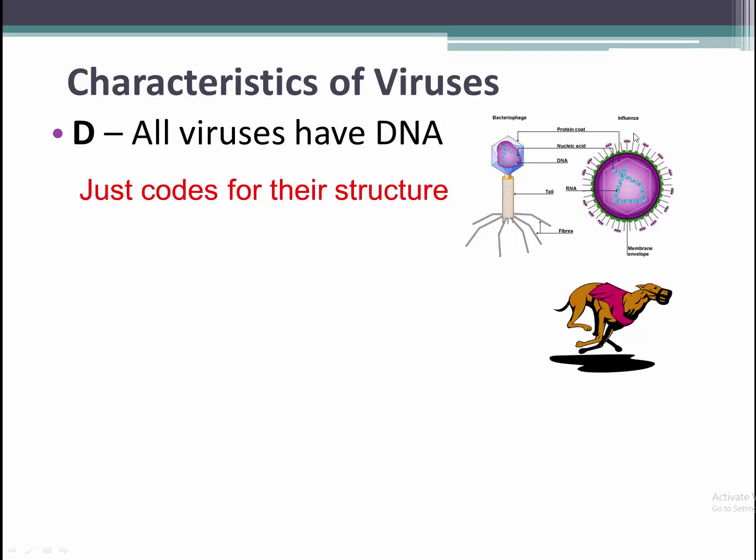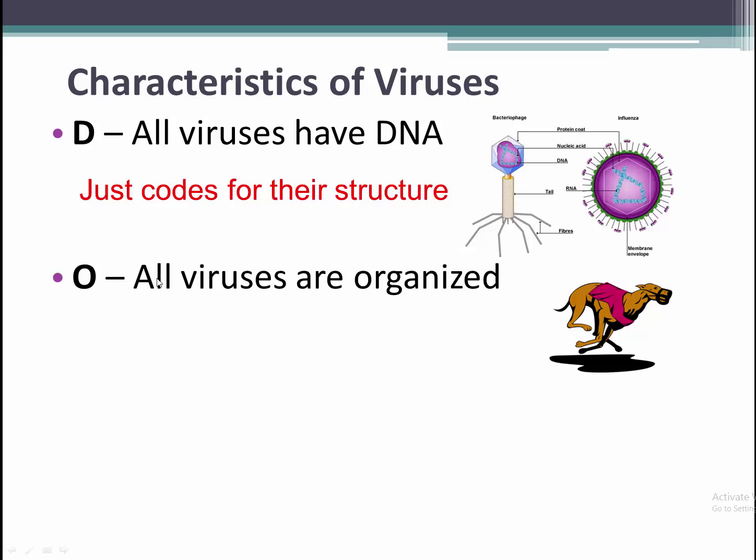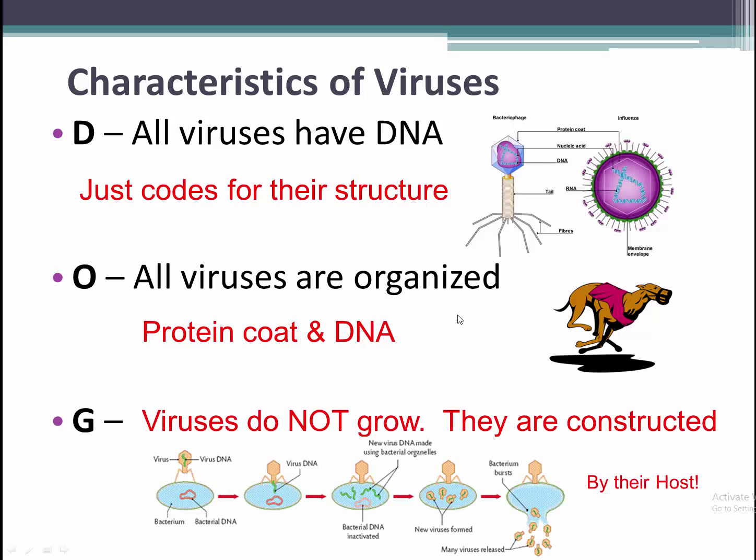So we also have the same thing here. We got a protein coat and also codes for the DNA that's located inside viral DNA. All viruses are organized, but it's the protein coat and the DNA that's the organization. And growing, viruses do not grow. They take over and reproduce their DNA in other critters.